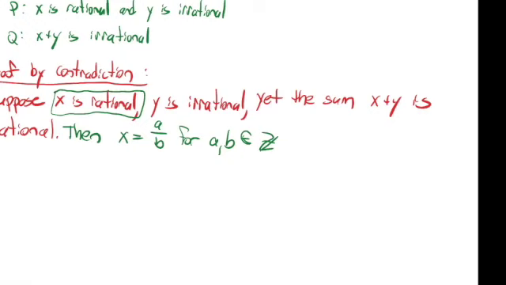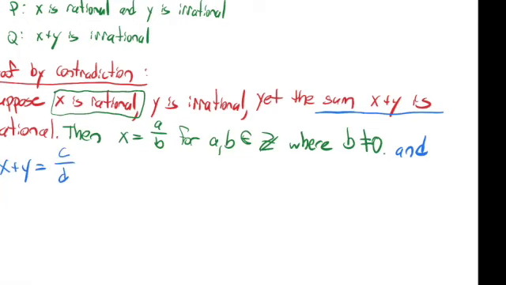And oftentimes that is a really, really important observation to make. So yes, then we know that x is equal to a over b for two integers a and b, where b is not 0. And we can say something similar about the sum x plus y, for two integers c and d, with the denominator of that one also not being 0.